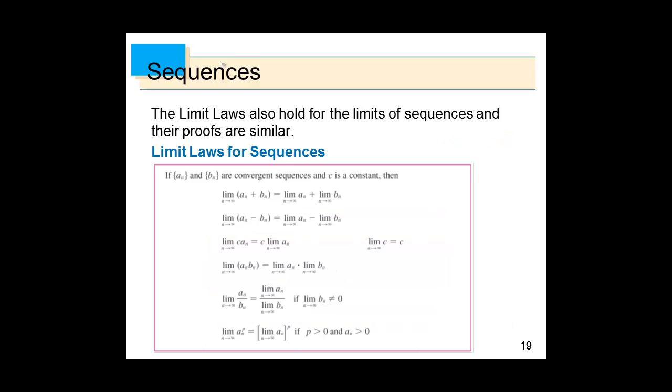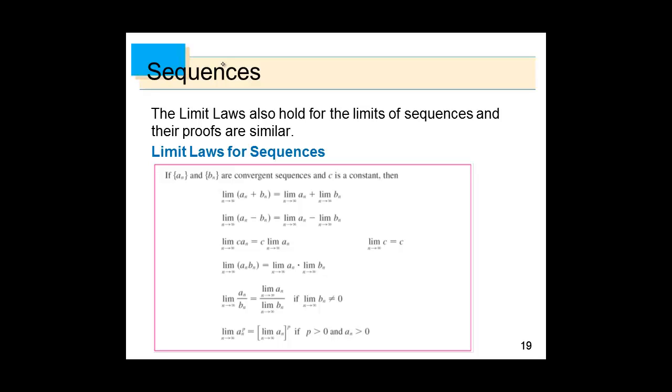Some limit laws. If I have two sequences, a_n and b_n, let's assume that they are both convergent sequences, that is, they have limits. Now, if I give you two sequences, you can perform some algebra and combine them and obtain a new sequence. For example, I can add the terms of the sequences and get a new sequence called the sum sequence. So you can algebraically combine two sequences and obtain new sequences, and the question is, what would be the limit of the new sequence?